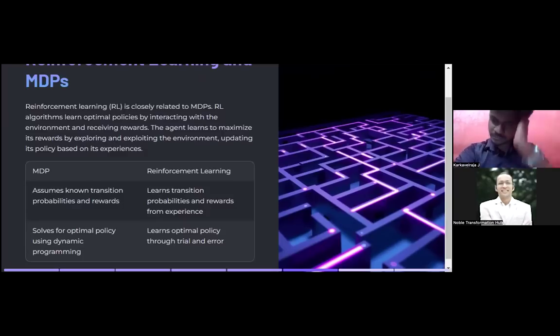The agent learns to maximize reward by exploiting the environment. If you see the Mario game, the example he has given, or the Go game, or any game in the world, it is based on reward. Somebody will win, somebody will lose, right? A reward system, where somebody gets something or loses something. So it updates the policy based on the experience. MDPs assume known transition probabilities and rewards, and solve the optimal policy using dynamic programming, whereas reinforcement learning learns transition probabilities and rewards from experience, and learns optimal policy through trial and error.